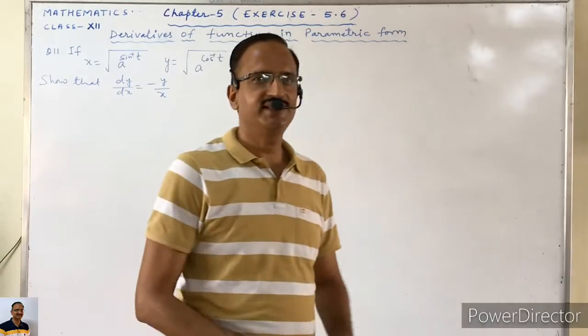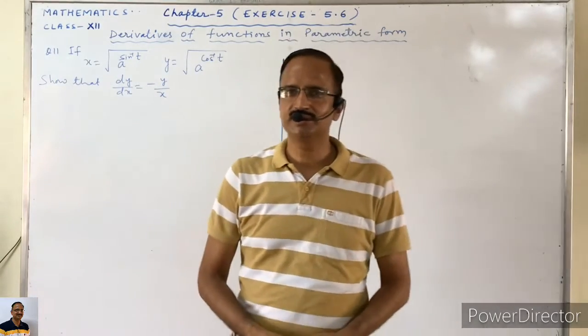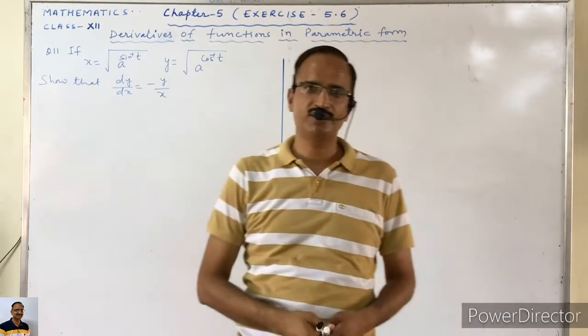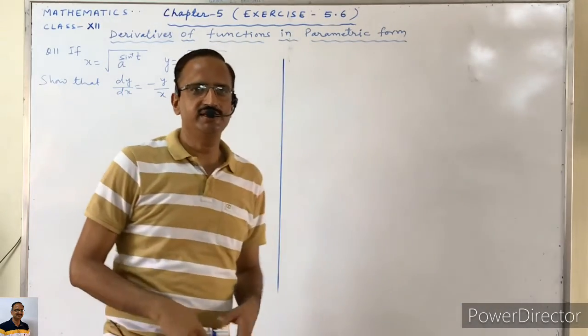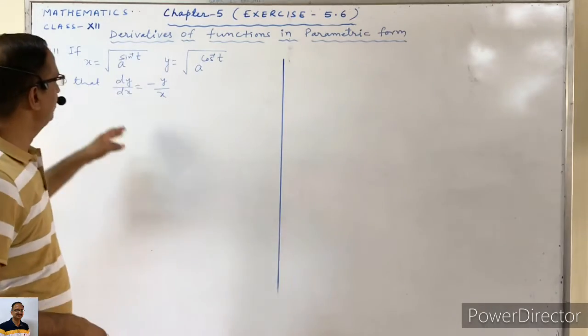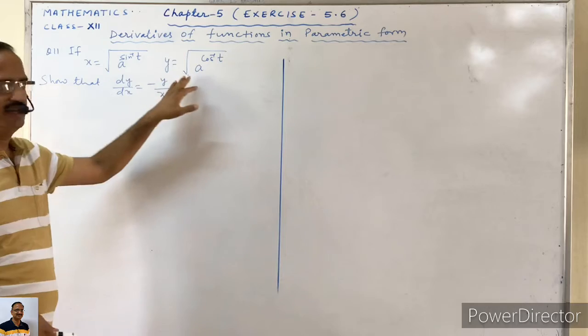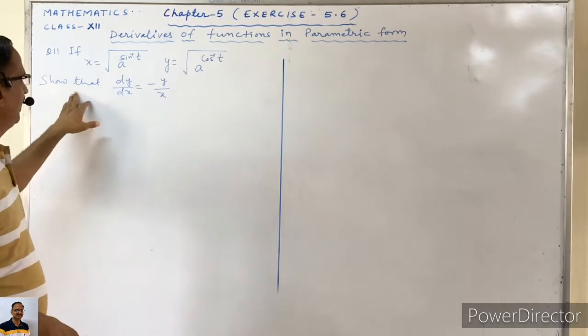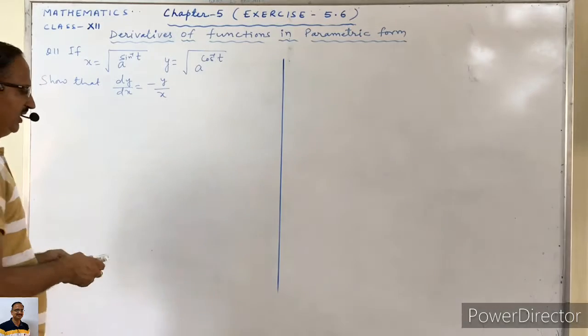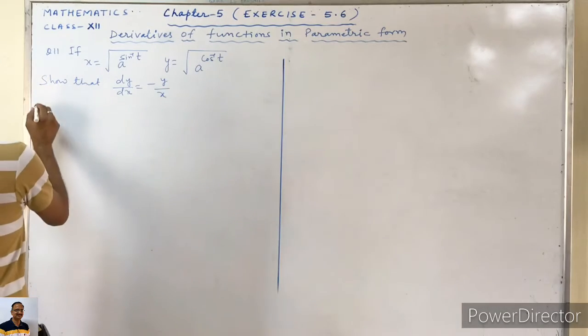Hello students, in this lecture we are going to discuss question number 11 from exercise 5.6 of class 12 mathematics. It is related to parametric form of the equations. So in this question the values of x and y are given and we have to prove that dy by dx equals minus y by x. So let us start the solution.